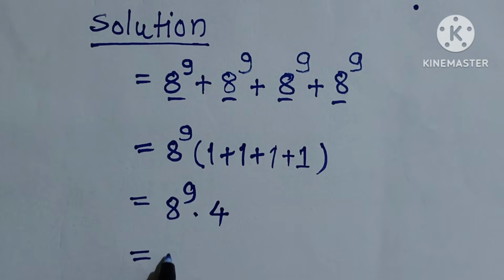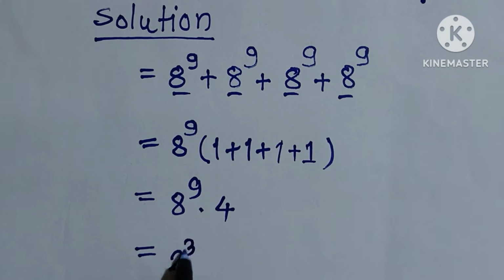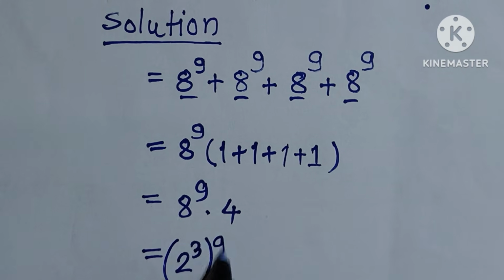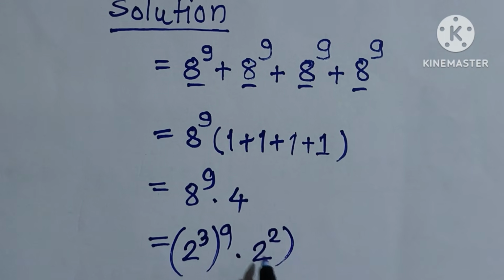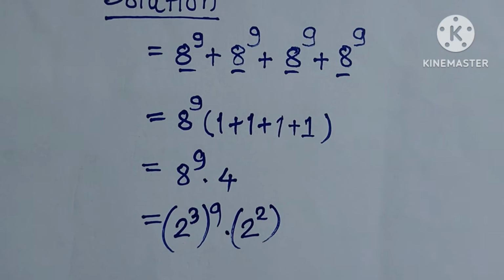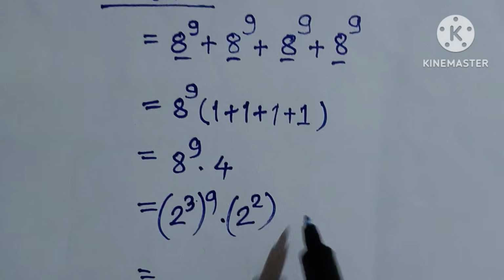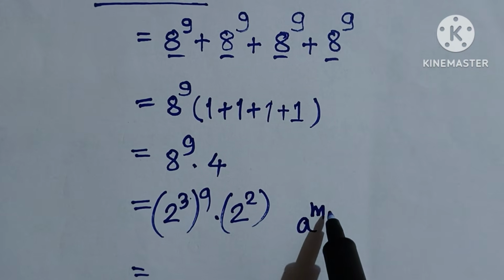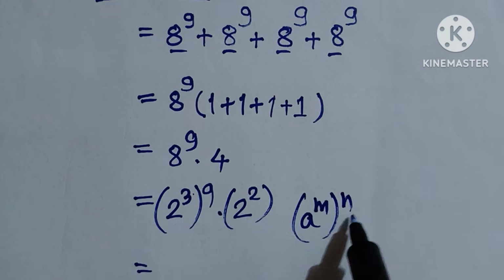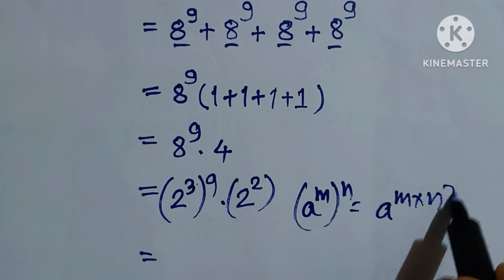We can write 8 raised to power 9 as 2 raised to power 3, raised to the power 9, into 4. We can write 2 square. Power raised to power formula we can use: a raised to power m, raised to the power n, equal to a raised to power m into n. This formula we can use here.